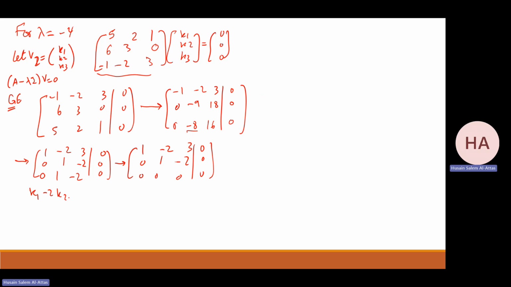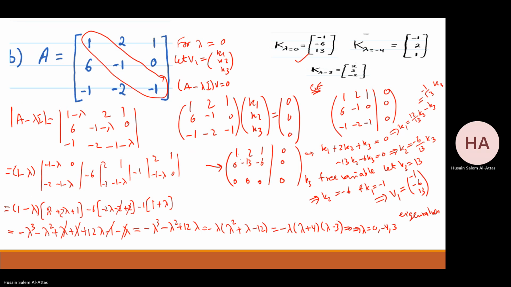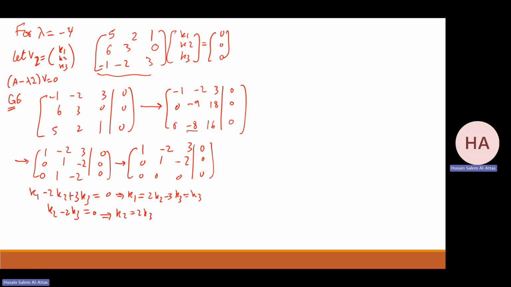So we have what? K1 minus 2K2 plus 3K3 equals 0. And I have K2 minus 2K3 equals 0. So K2 equals 2K3. Plug it here. I have K1 will be what? 2K2 minus 3K3. That will be K3.